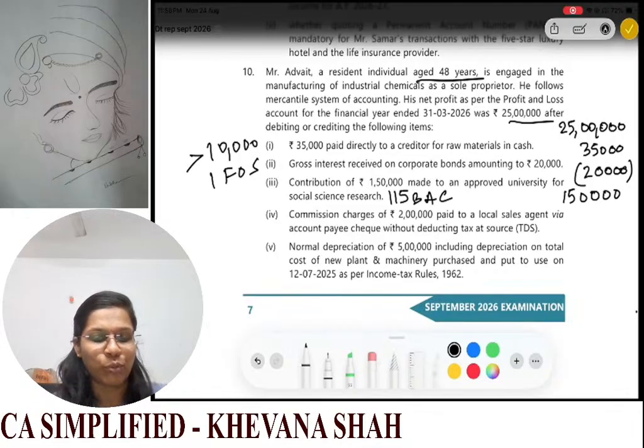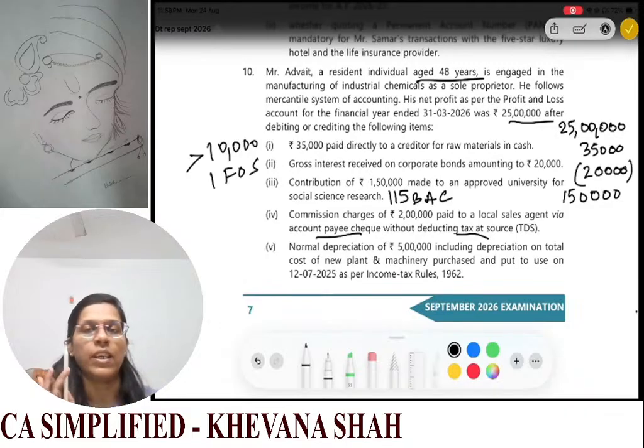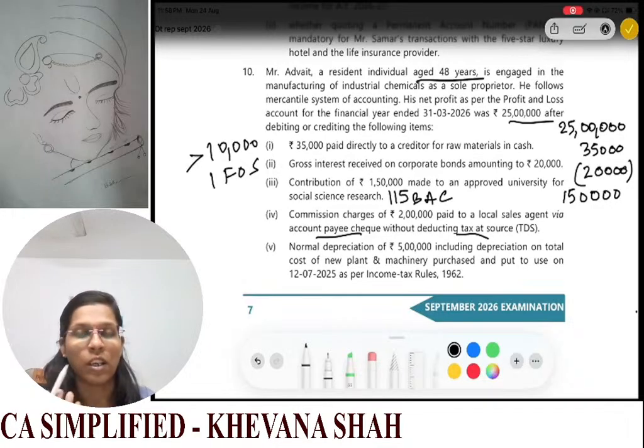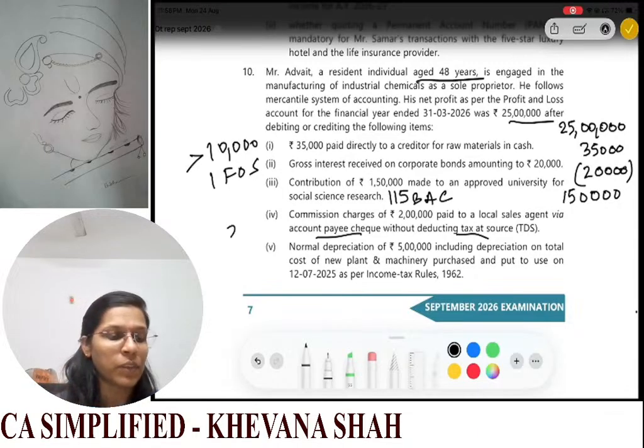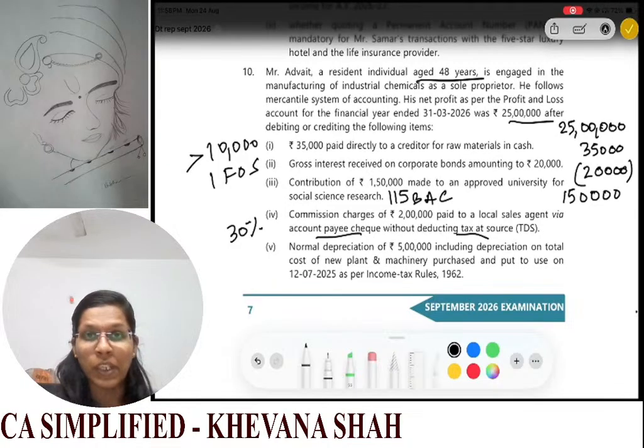Now you have a commission of 2 lakh paid to a local sales agent via account payee cheque without TDS. See, whenever you are making any payments and you are not deducting TDS when TDS was supposed to be deducted, and you are making the payments to a resident person through account payee cheque, account payee draft, or any RTGS or any electronic clearance system, 30% of this expense will be disallowed. So 60,000 you need to add back, which is disallowed.